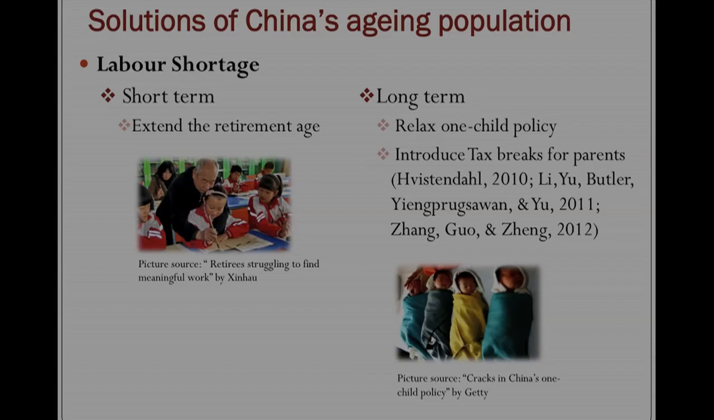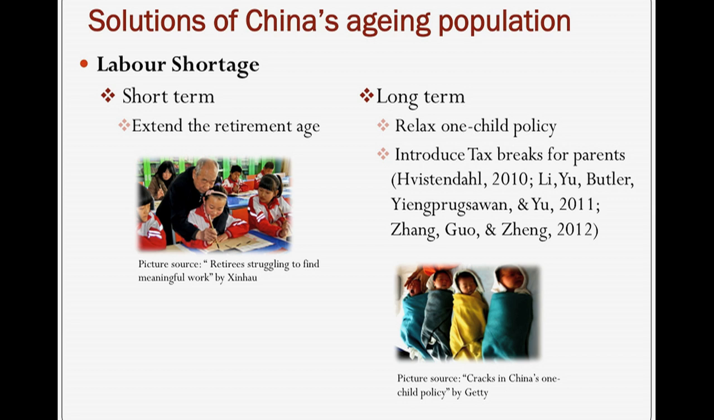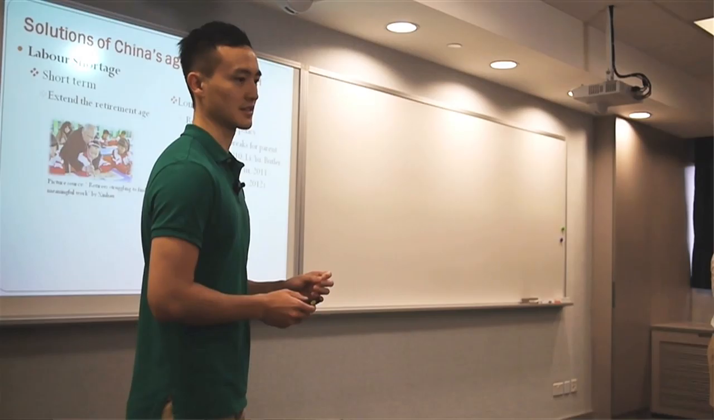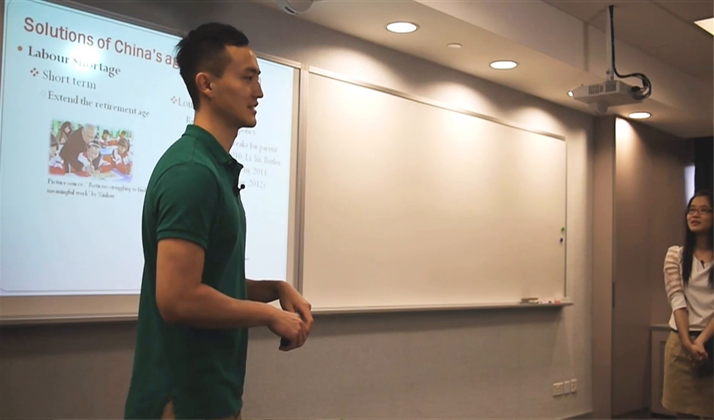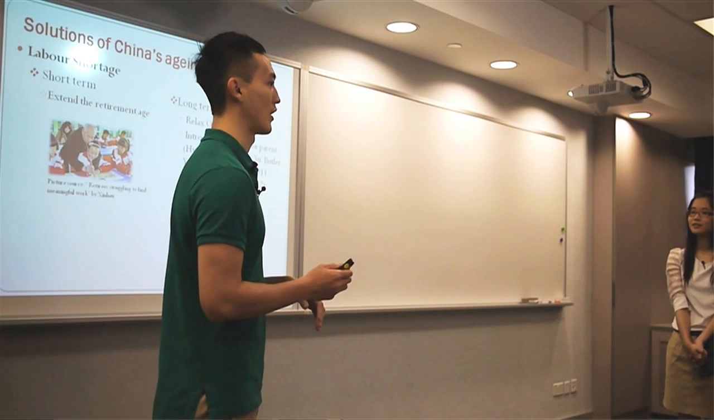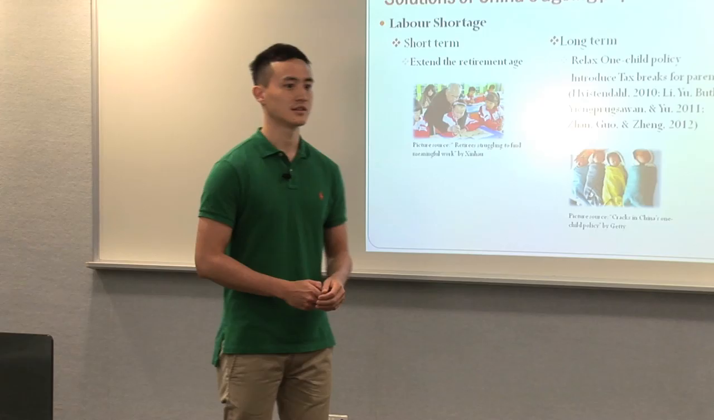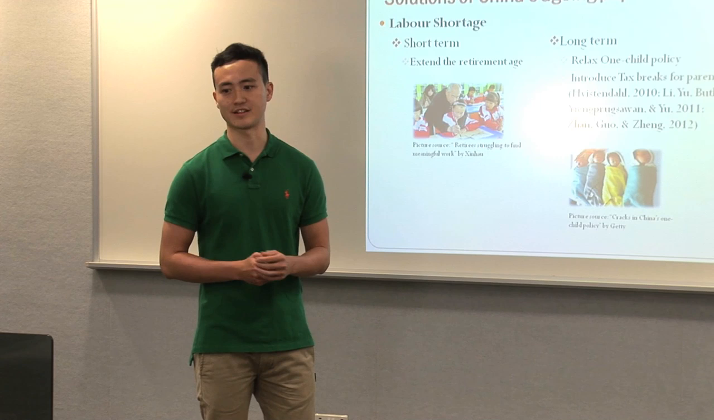In order to motivate more couples to give birth, the government might consider giving tax breaks to parents. The team led by Li in 2011 argues that this reduces the cost of living and education when raising children, which would encourage parenthood. This would possibly raise the birth rate and provide more labor in the future.